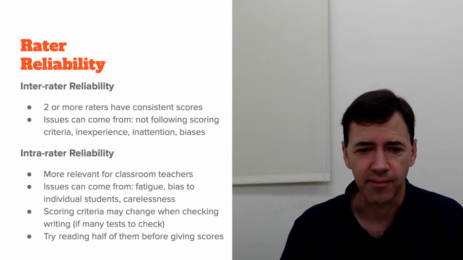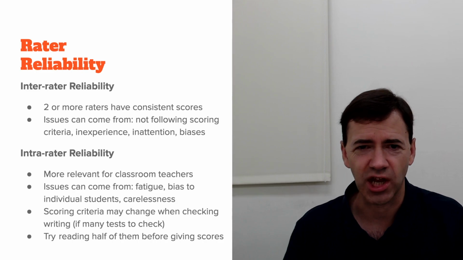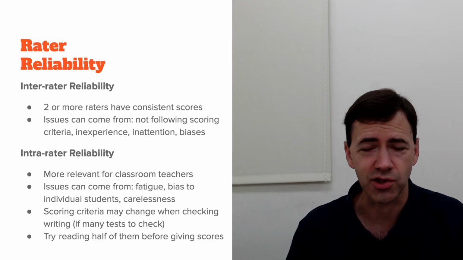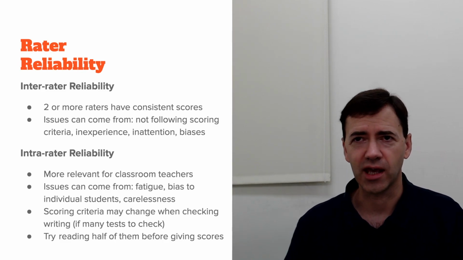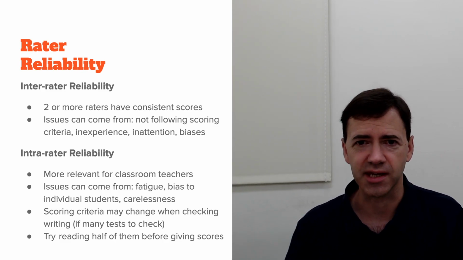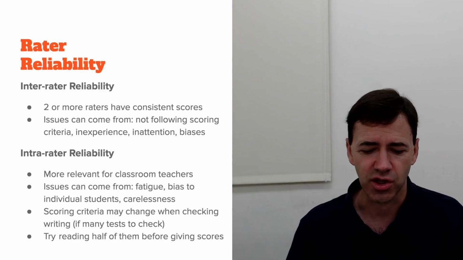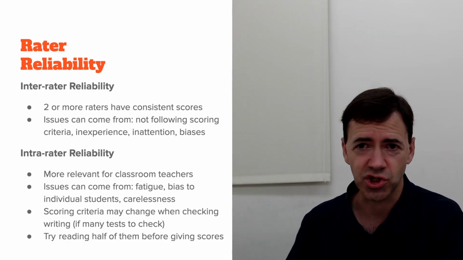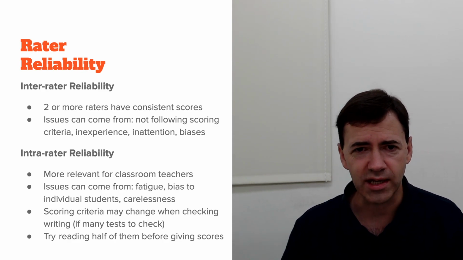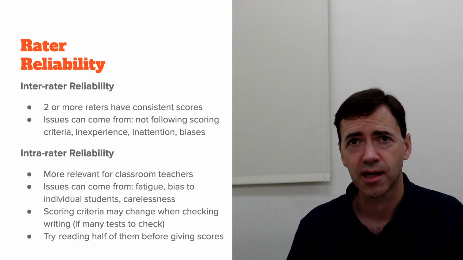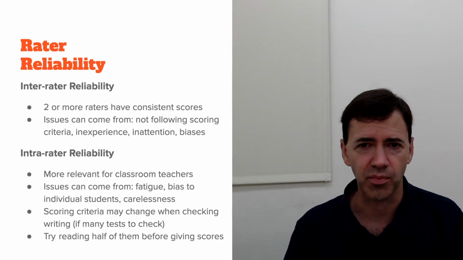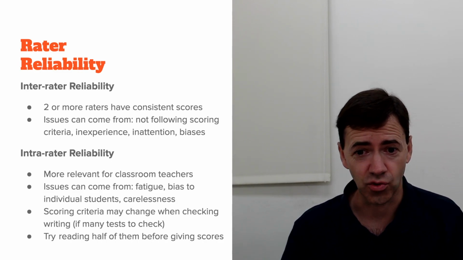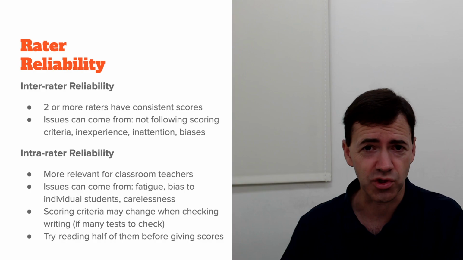Okay. So as I mentioned before, the scoring criteria might actually change while you're checking writing too. So you have your own criteria and you tell yourself, okay, I'm going to check this essay. You check the first essay, you give it a score. Then you check the second one, then you check the third one. But as you're reading them, you start to realize I'm being too easy or I'm being too hard based on the output that I have. And then you will actually start to change the way you score.